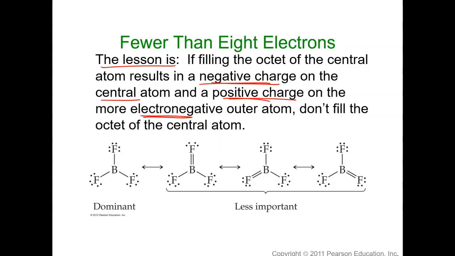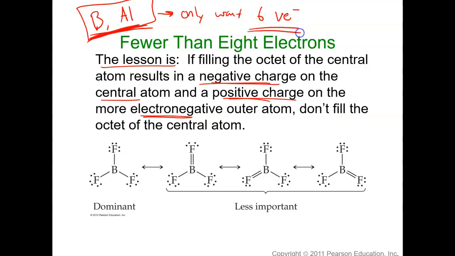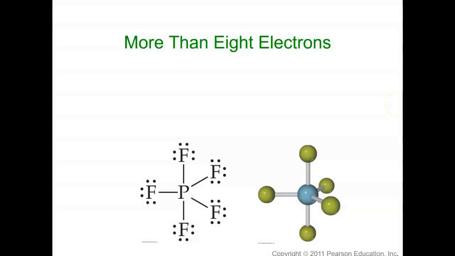Okay, so who does this? Boron does this, and aluminum does this. And then we'll talk about beryllium later. But these two are notorious. They only want 6. Because of this rule. So they are notorious. Boron and aluminum, just put those in your brain. They only want 6. Okay, what about those that can take more than 8?